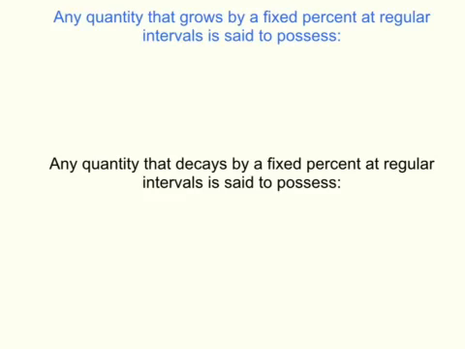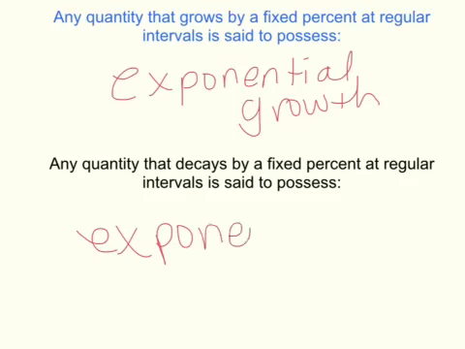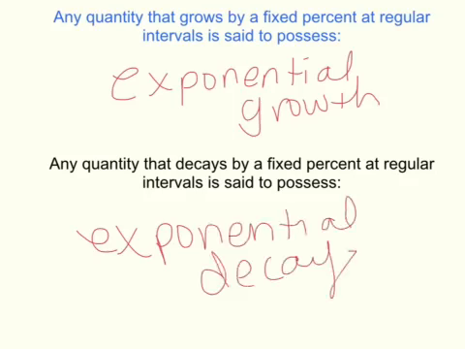So let's define exponential growth and decay. Any quantity that grows by a fixed percent at regular intervals is said to possess exponential growth. Whereas any quantity that decays by a fixed percent at regular intervals has exponential decay. So these are our definitions: a quantity that decays or grows by a fixed percent at regular intervals.